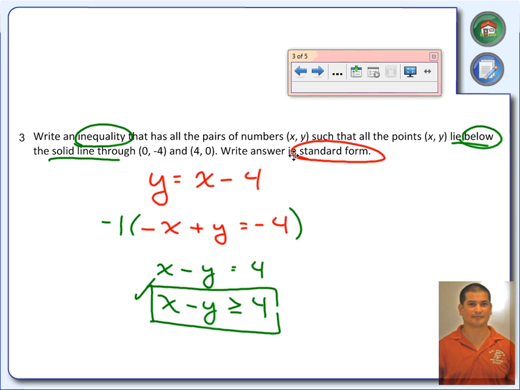So a little bit more work on that, a little bit trickier. But again, on the test, I may decide, you know what, I'm going to take it easy on them. I'll give them the slope-intercept form instead of the standard form. So just make sure you're paying attention to those keywords.